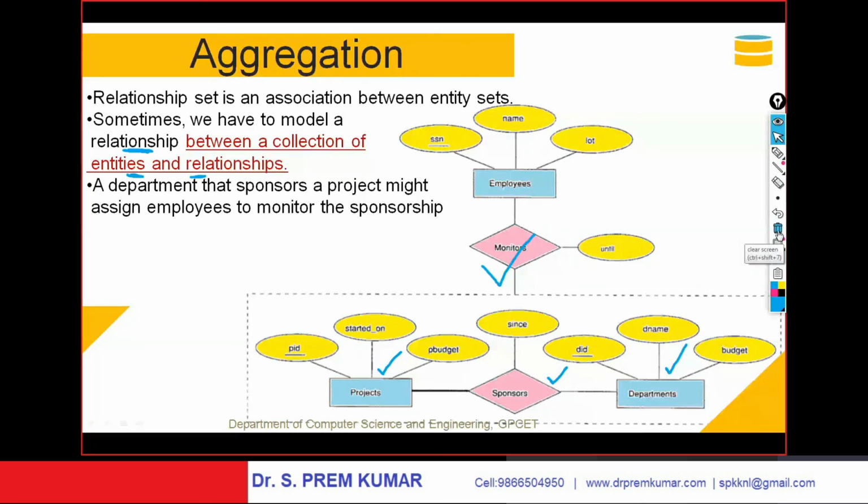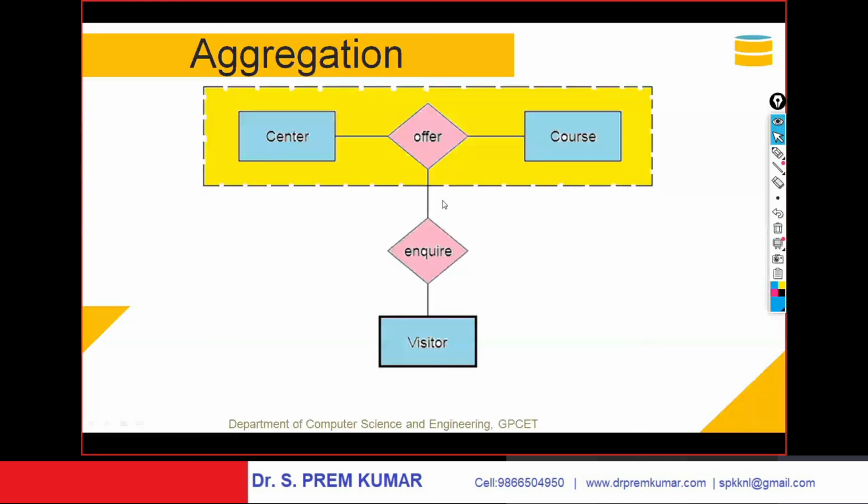You see one more example on this. You just observe. We go with one more example on aggregation. There are some centers, training centers, coaching centers. The coaching centers are giving some courses, some C, C++, Java or whatever it may be. So coaching centers are offering some courses.